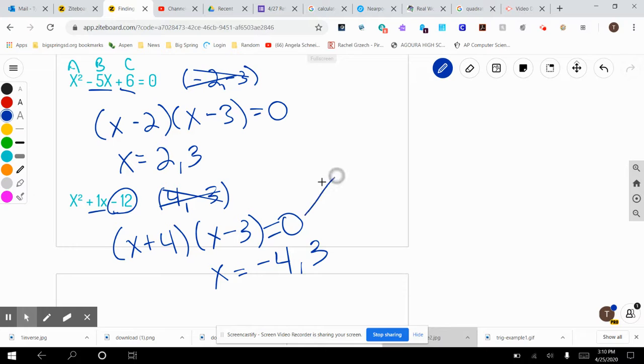Now remember with these, what I'm doing here is separating and solving each of these. And that's where my answers are coming from. Okay, so those are the two with factoring.